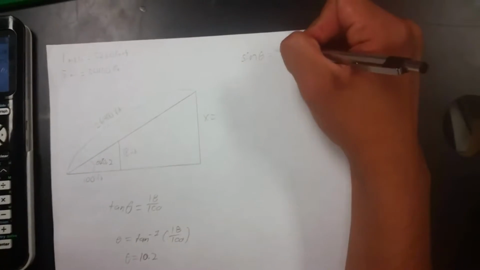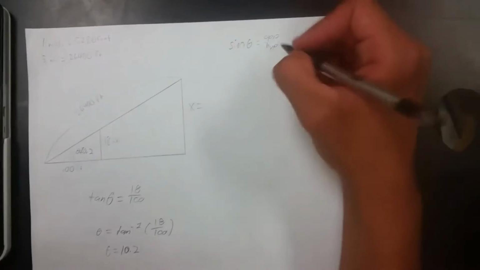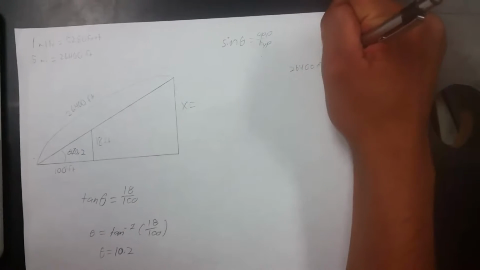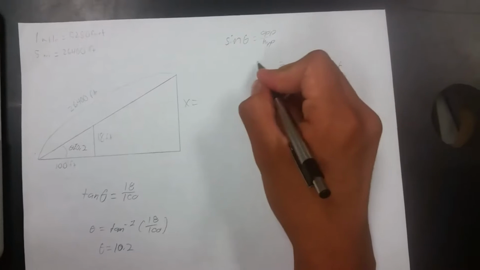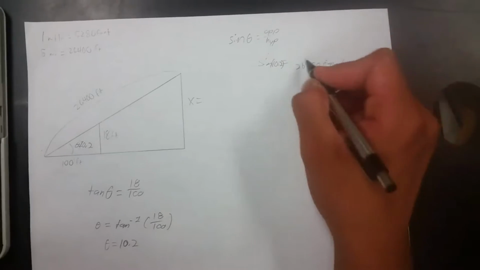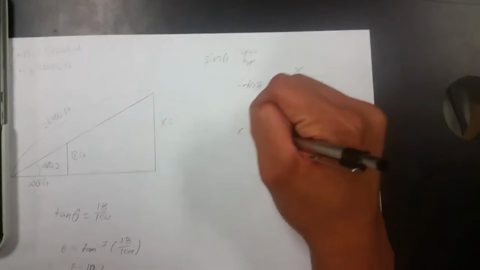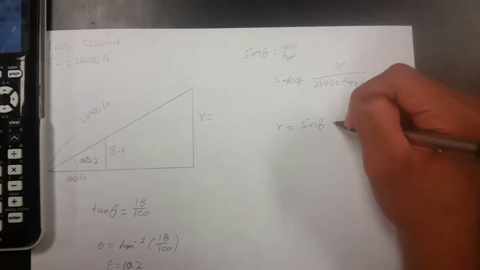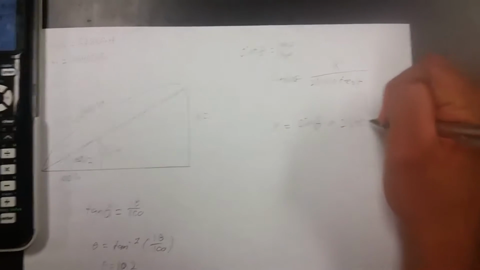Sine is sine theta equals opposite over hypotenuse. So we know our hypotenuse is 26,400 feet, and we know our angle is 10.2. So now all we have to do is find x. So how do we find x? X equals sine theta times 26,400 feet.